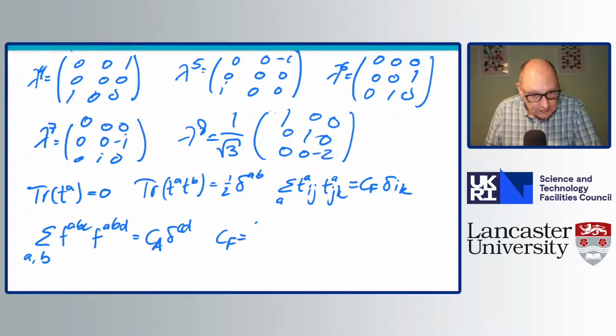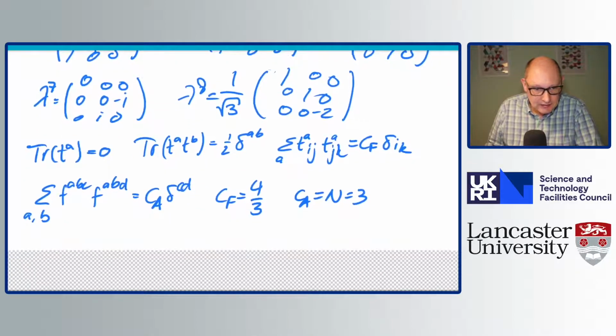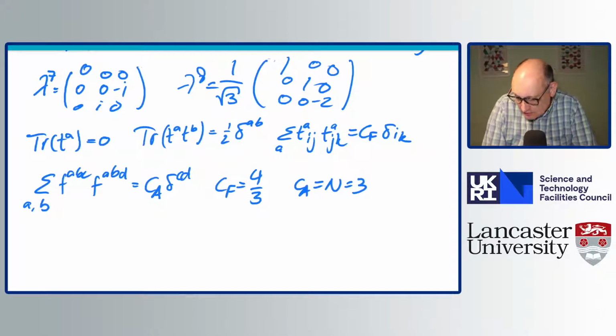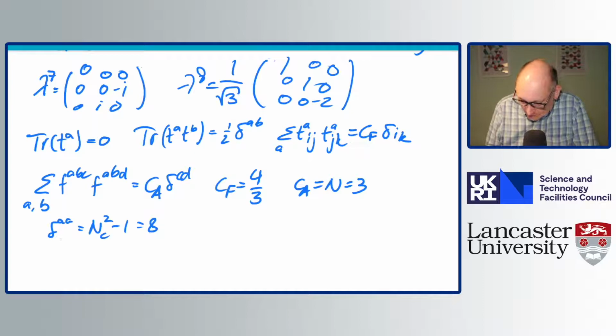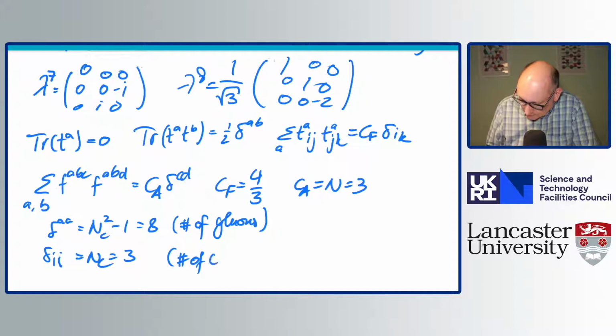And C_F here is equal to 4/3, and C_A is equal to N_C, which is equal to 3. Now, again, I'll just say that notice that the a, b, d, etc. indices run from 1 to 8 as the gluon index, and i, j, k, etc., 1, 2, 3, is the quark color index. Now, of course, that means that if we have a δ^{aa}, then that's equal to N_C squared minus 1, which is equal to 8, summed over a, and δ_{ii} is N_C, which is equal to 3, the number of quarks, the number of gluons, let's call it the number of color charges.